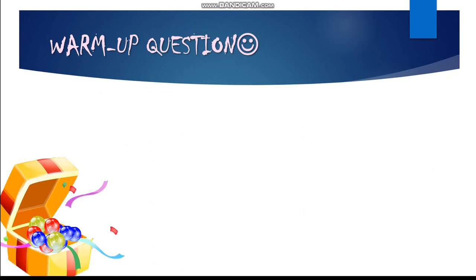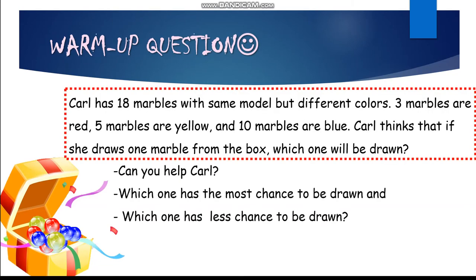Now let's look at the warm-up question. The warm-up question says Cara has 18 marbles of the same model but different colors. 3 marbles are red, 5 marbles are yellow, and 10 marbles are blue. Cara thinks that if she draws 1 marble from the box, which one will be drawn? Can you help Cara? Which one has the most chance to be drawn, and which one has the least chance to be drawn? Please stop the video and try to solve this question by yourself. Then we will solve this question together.